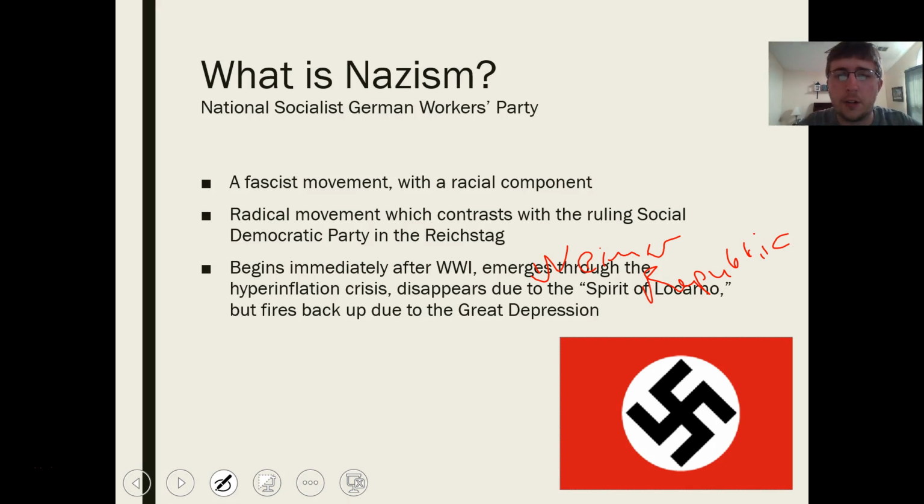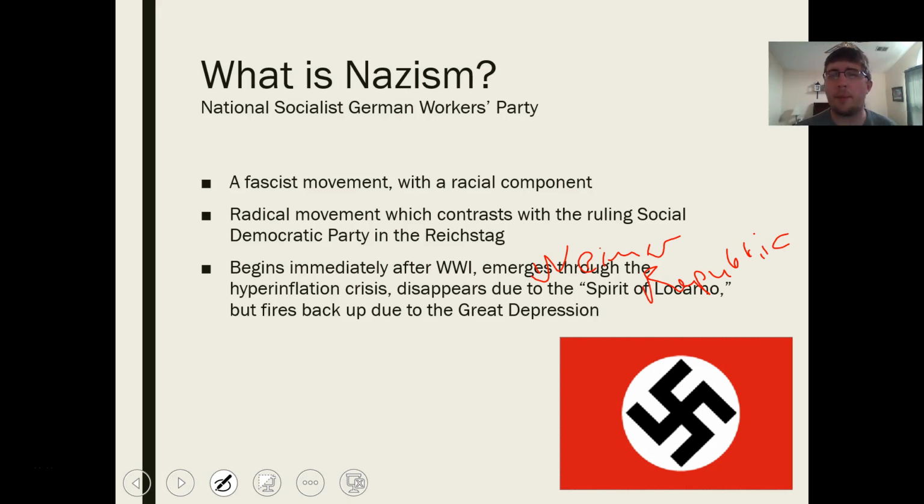It gets very popular during the hyperinflation crisis as an alternative way of structuring society. But when the Beer Hall Putsch fails, remember Hitler's failed rebellion, when the economy improves thanks to the Dawes Plan, the spirit of Locarno, the Nazi Party kind of falls a little bit. But then after the Great Depression crushes the German economy again, now the Nazi Party rises once more. So with that in mind, the Nazi Party is up when Germany is down, during the Weimar Republic.